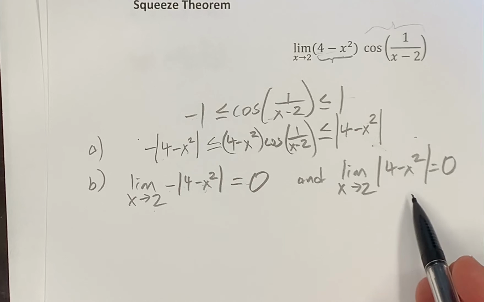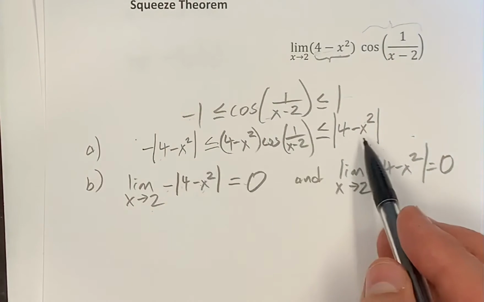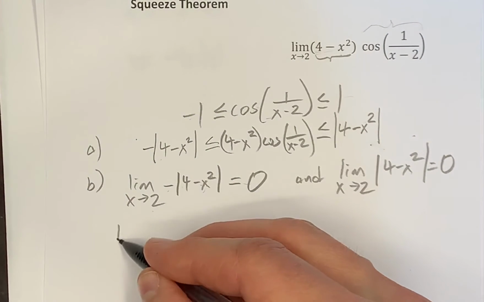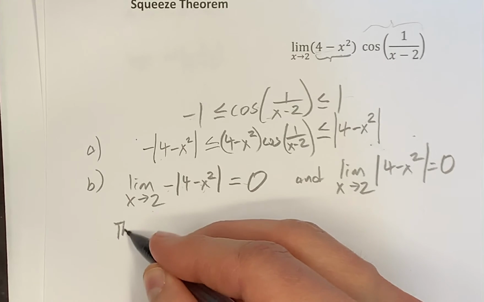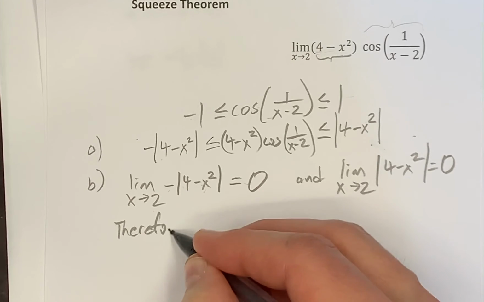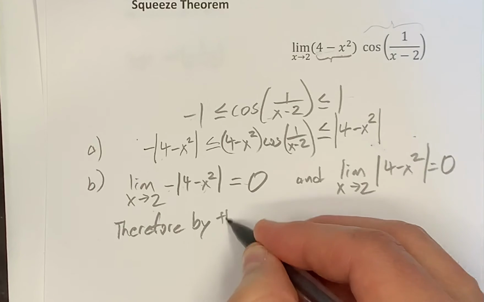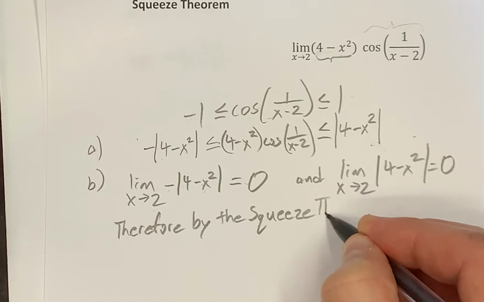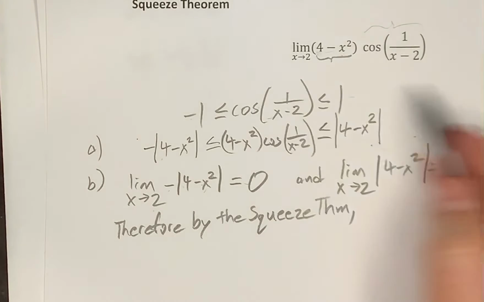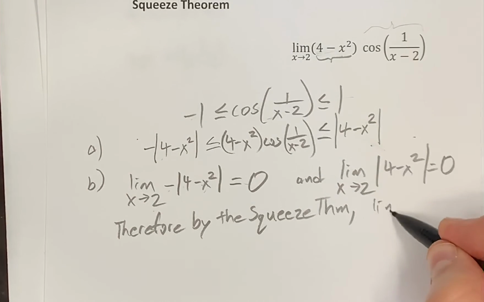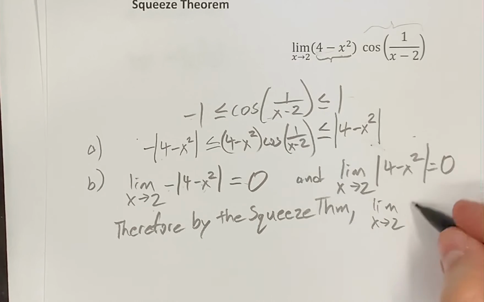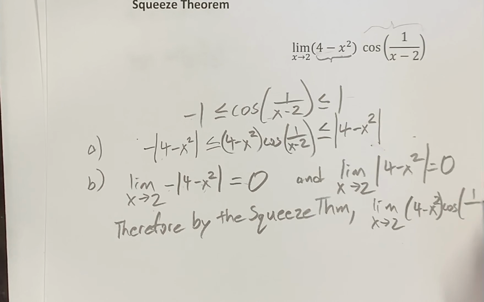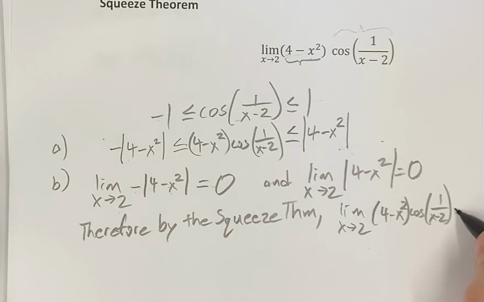Since both the upper and the lower bounds go to 0, it's trapped between them. Therefore, by the squeeze theorem, the middle piece, the limit as x goes to 2 of (4 minus x squared) times cosine of 1 over (x minus 2), equals 0.